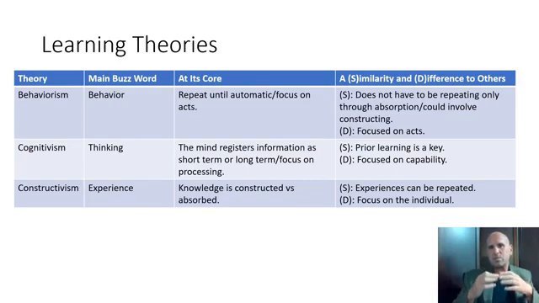Whereas with cognitivism, a primary piece of this is that prior learning becomes a key. And that's good because when we think about behaviorism and constructivism, there's a lot of prior learning that goes on in all three, right? But the difference is, I think, a lot of times it's focused on the capability of the individual with their thinking. So that is a difference, and it's something to think about as you put together and design instruction. For constructivism, the experiences can be repeated.